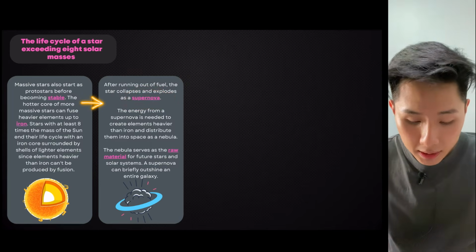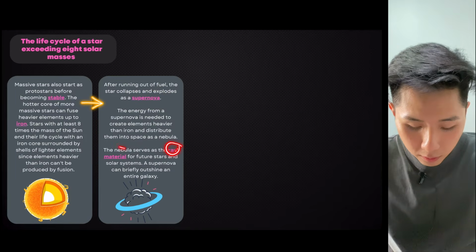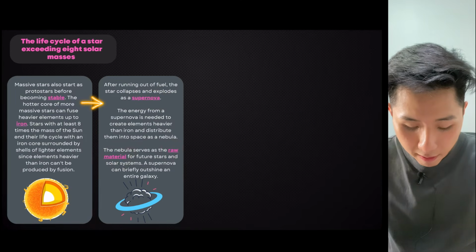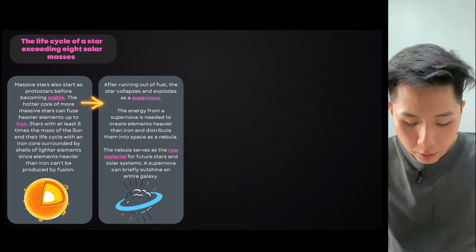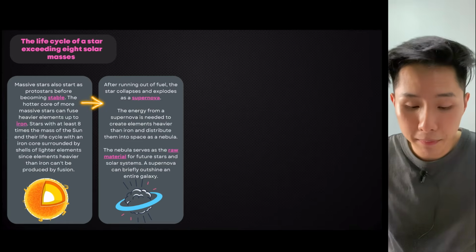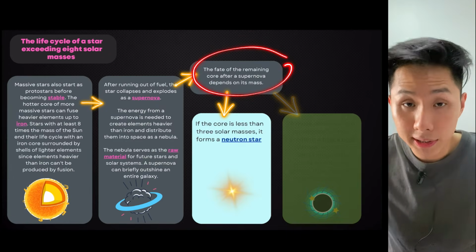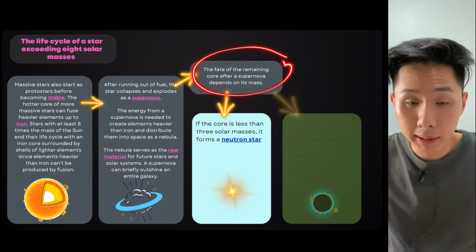And the explosion will serve as the raw material for future stars and solar systems, and they can briefly outshine entire galaxies. All right, we haven't talked about galaxies yet, but stay tuned. So the fate of the remaining core after a supernova depends on its mass.